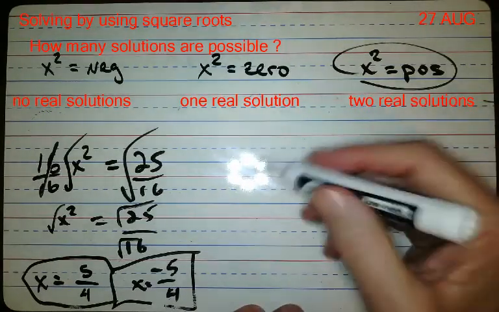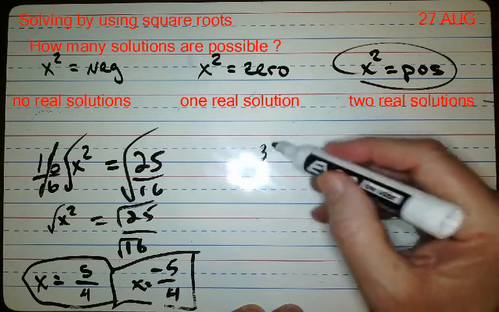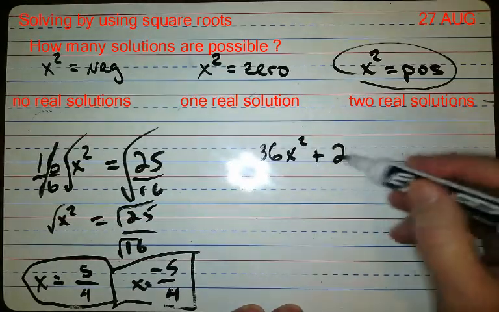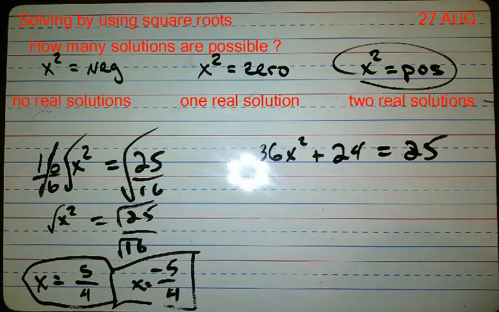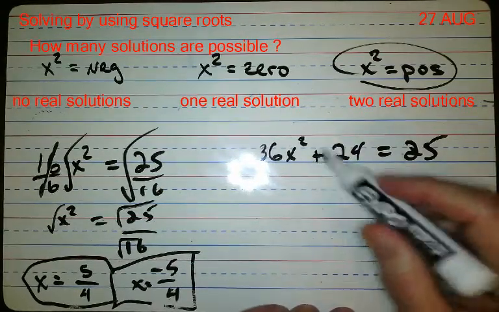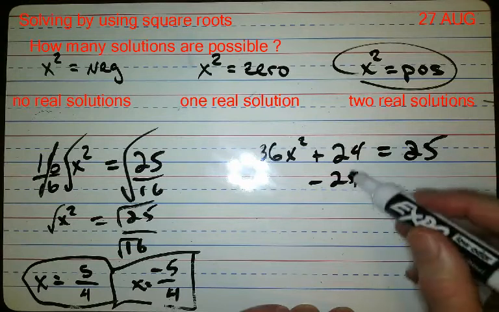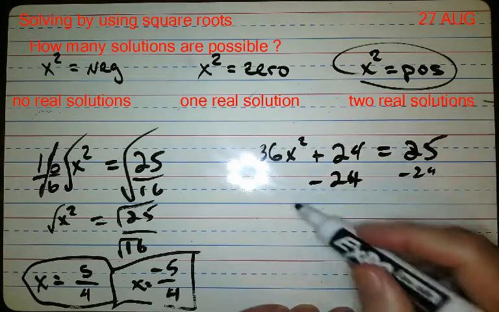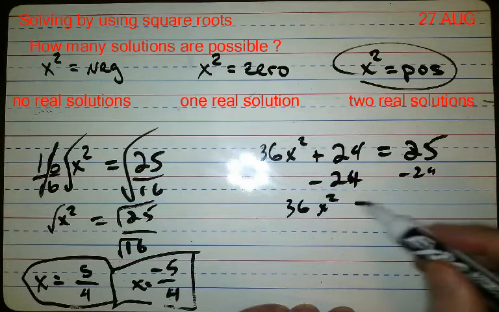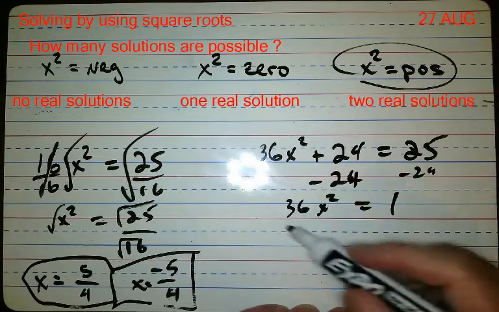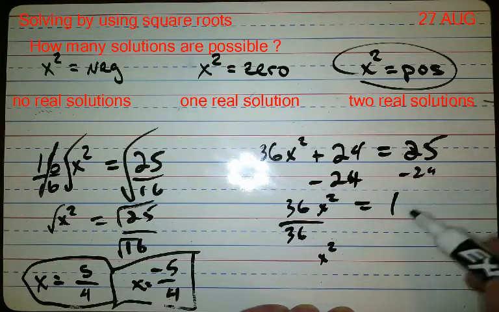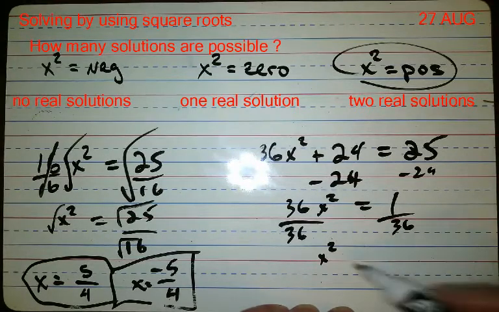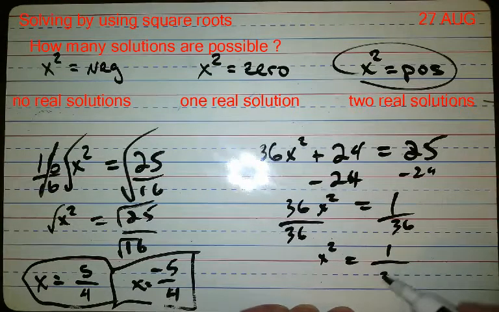Let's try another one. Let's try 36x squared plus 24 equals 25. Okay, so they're trying to be tricky, but you are not tricked. You say, I can do this. You have the plus there. You know that means you have to subtract 24 from both sides. And then I get 36x squared equals 1. Divide by 36, because you have to get x squared by itself. If it's not by itself, you can't do anything. So I divide by 36. And that gives me 1 over 36.